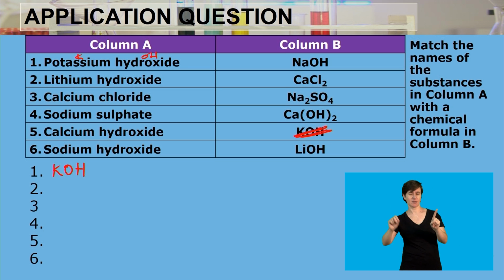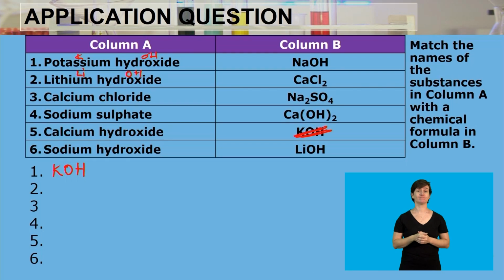Then the next one, lithium hydroxide. We said lithium has the symbol Li, and our hydroxide is OH. We may not be sure of the ratio, but we do know what the symbols are. So the lithium hydroxide is going to be that one. So number 2 is going to be LiOH: capital letter L, small letter i, and then capital letter O, capital letter H. Then number 3, so that is dealt with.